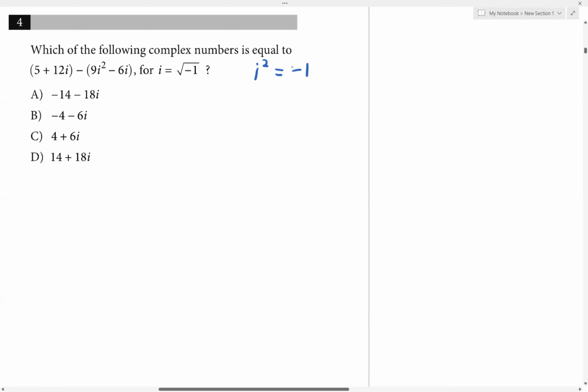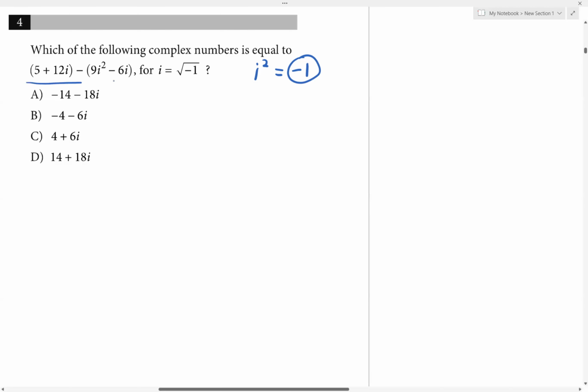So i squared is actually a whole number. Well, not whole, but an integer. It's negative 1, so that's a real number. So i is imaginary, but i squared is equal to negative 1, so it's actually a real number. Keep that in mind: whenever we have i squared, we can plug in negative 1. So let's go ahead and try to simplify this.